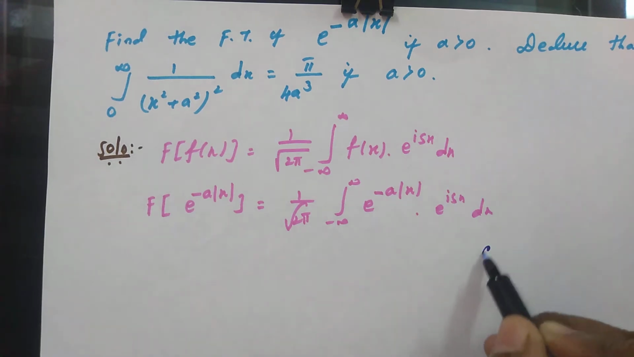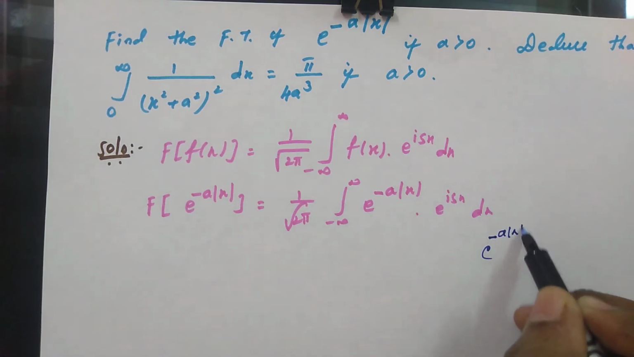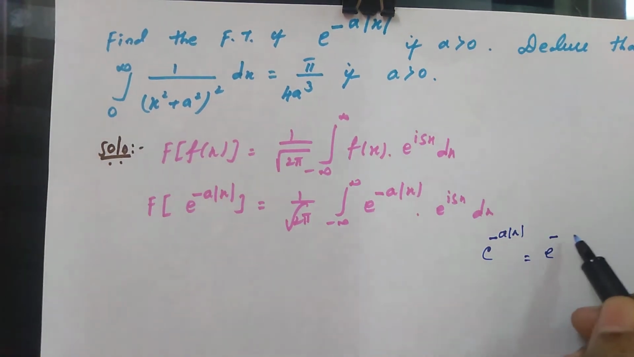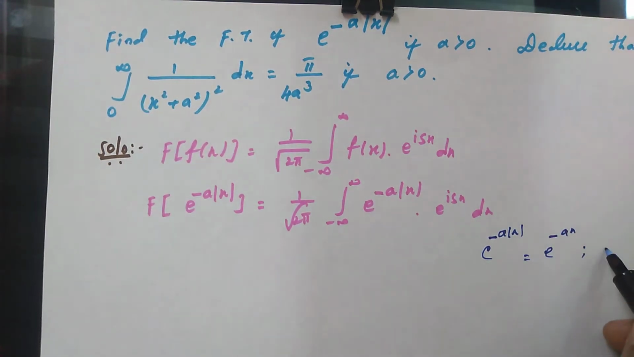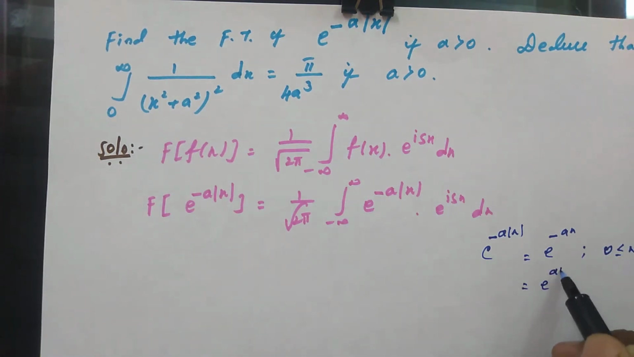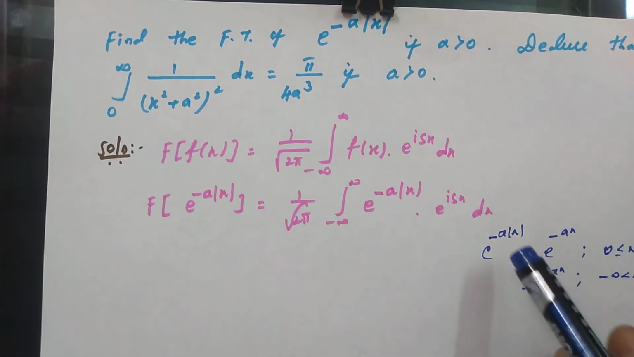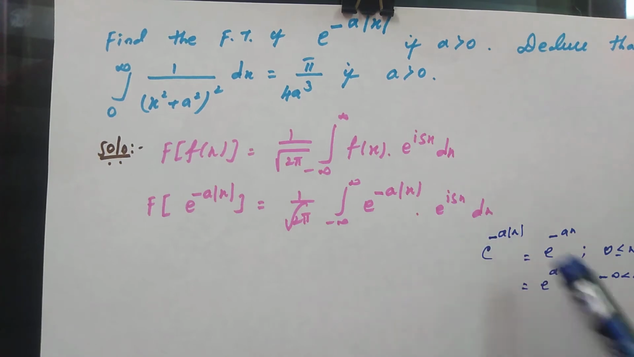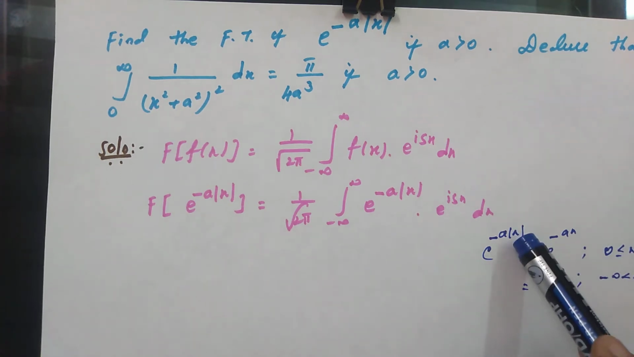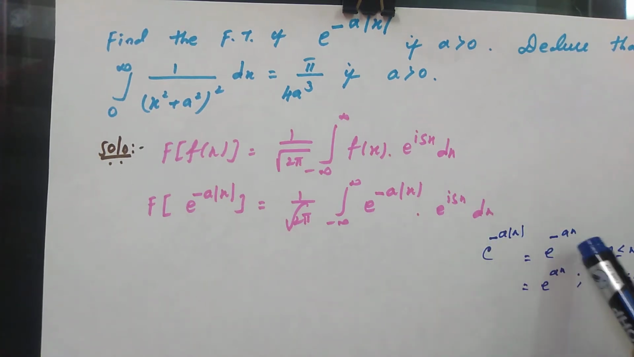So, e power minus a mod x equals e power minus ax when 0 less than or equal to x less than infinity, which is equal to e power ax when minus infinity less than x less than 0. So, minus infinity to plus infinity can be split into two intervals, minus infinity to 0 and 0 to infinity. In this interval, mod x is nothing but minus x. So, minus into minus will become plus, so e power ax, and in this place mod x is x, so there is a minus, so it will become e power minus ax.